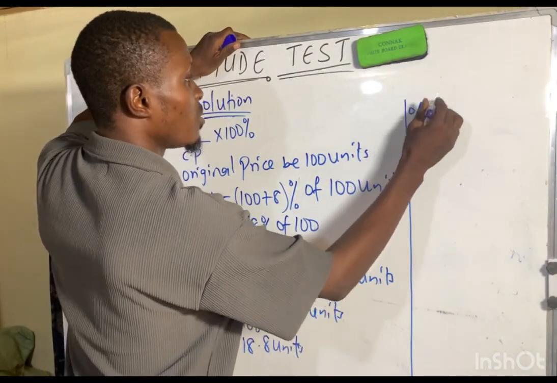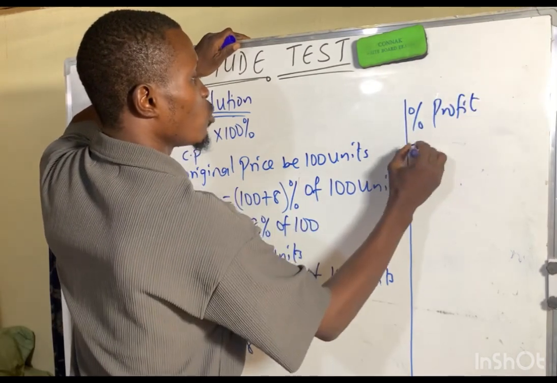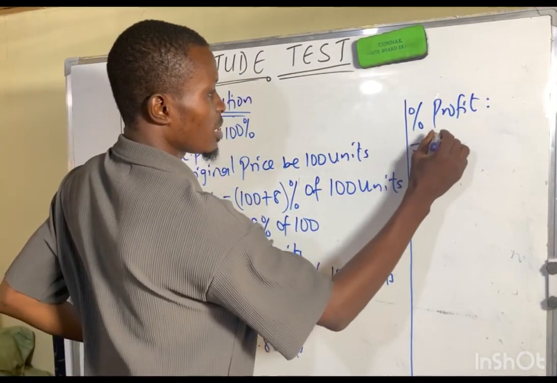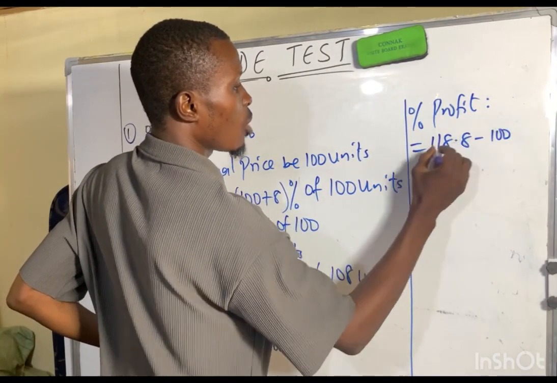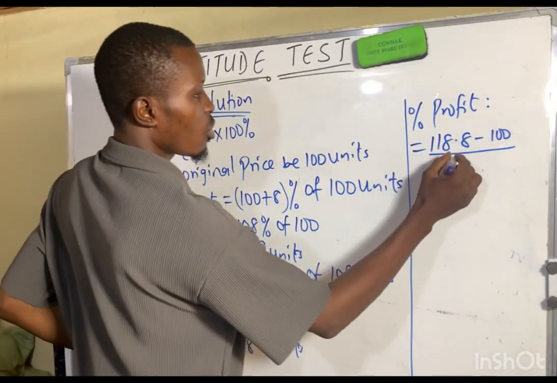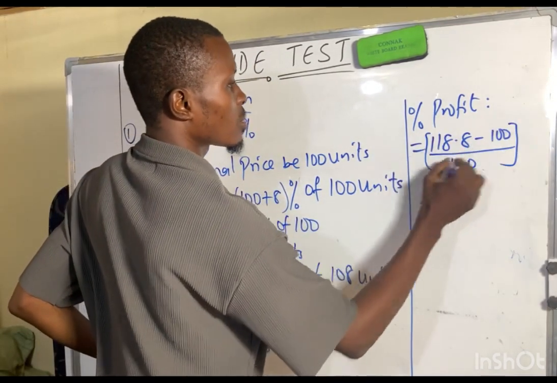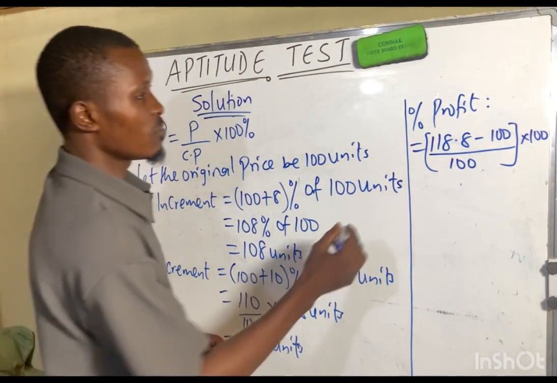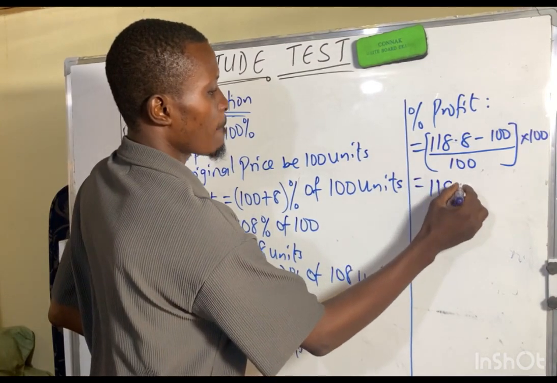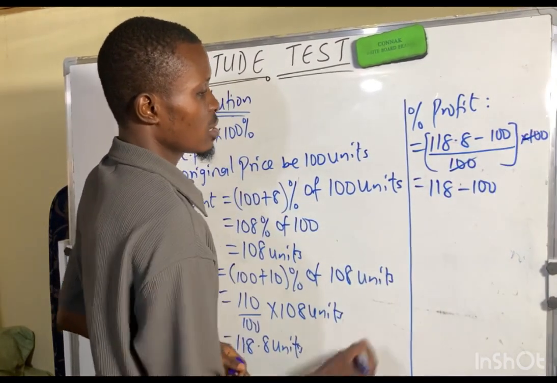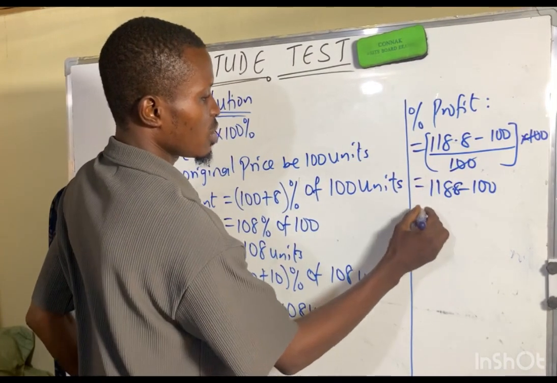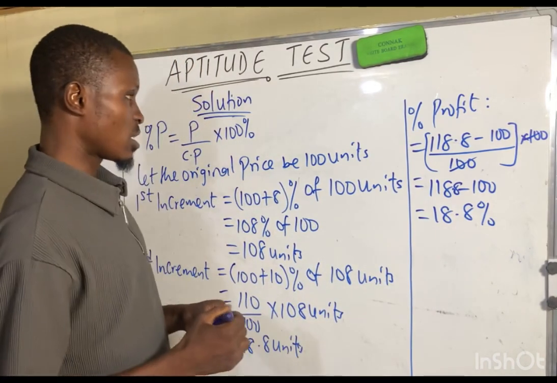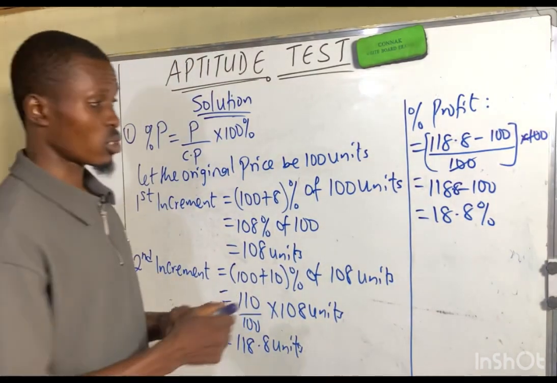So our percentage profit now is given by the profit, which is selling price minus cost price, 118.8 minus 100, over the cost price, which is 100, then times 100. All right. What would this give us? 100 will go with 100, right? So what would this give us now? 18.8%. That's the percentage profit, right? And that's given by option A.